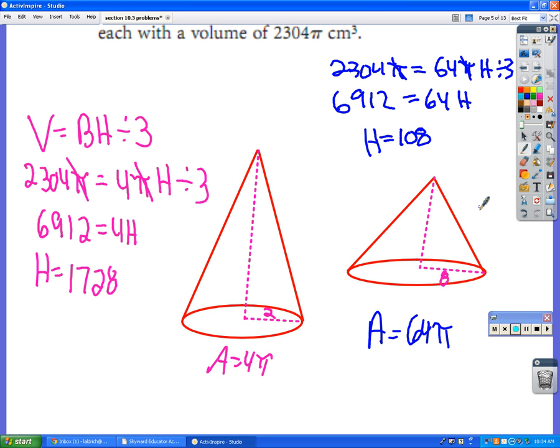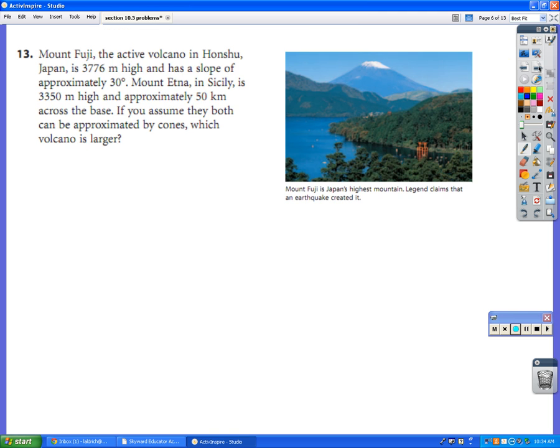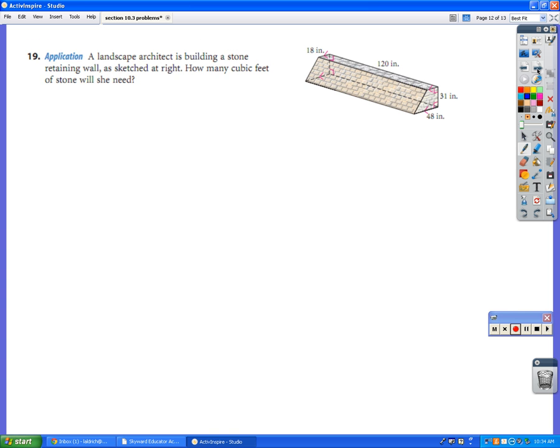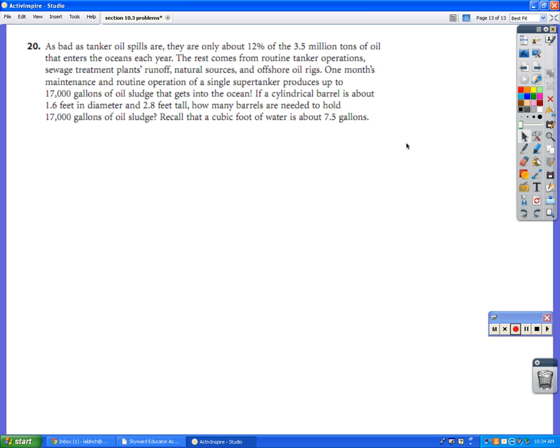So we were able to randomly guess numbers and it came out with a whole number for the height. That is pretty freaky. Okay? All right, number 20.